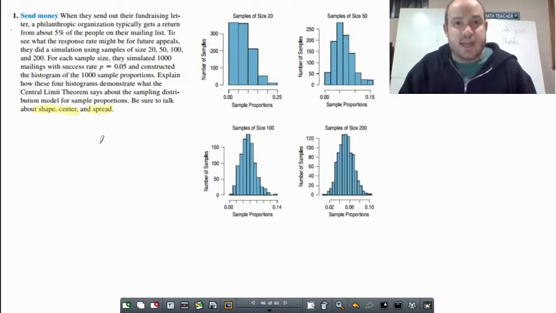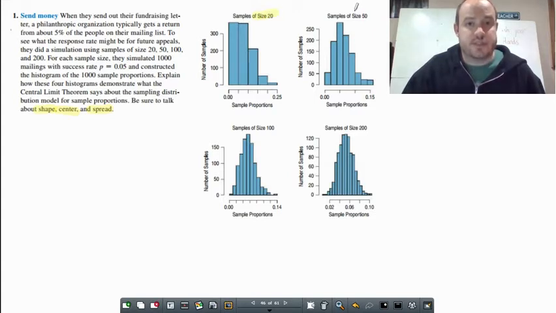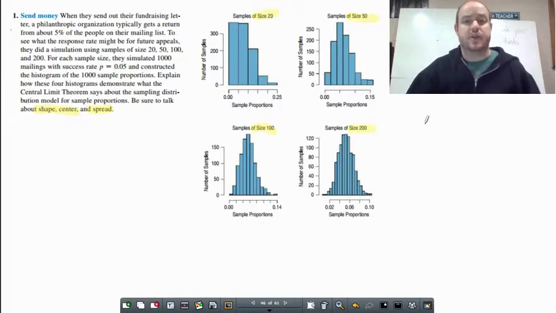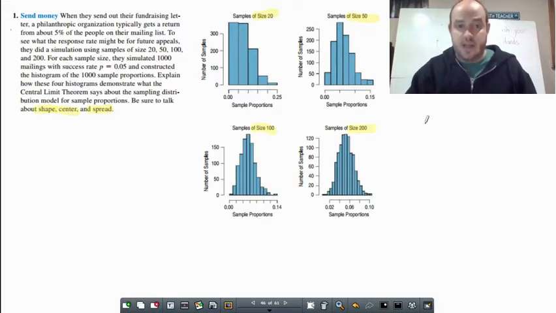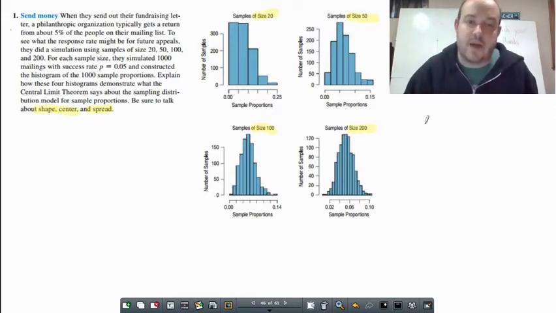What they're saying is that a company is going to take a bunch of samples over and over and over. Now, the sample size is going to be different for each graph. For example, the sample size here is 20, sample size here is 50, sample size is 100, and sample size is 200. Now, when it talks about the 1,000, what it's saying is it's going to use a computer program to draw 1,000 samples of size 20. So that means that it's going to hypothetically send out all of these letters, all right, to 20 people, and then it's going to find out the proportion of those 20 that respond, and then it's going to do that 1,000 times, and it's going to make a histogram of the responses that pop out, okay?